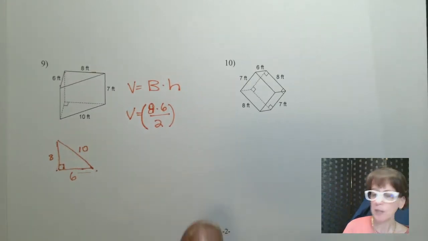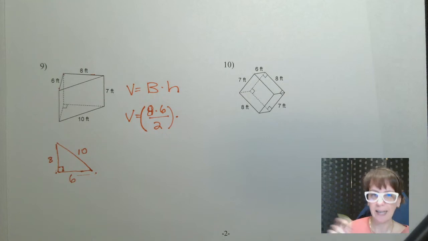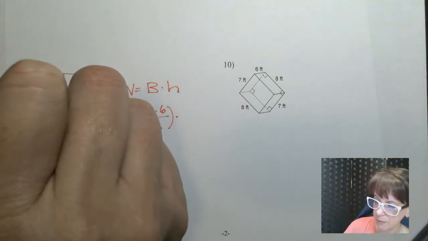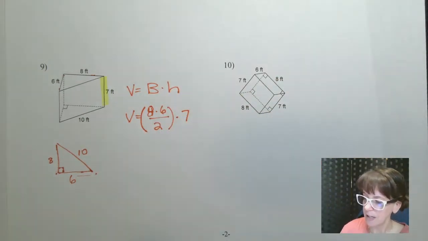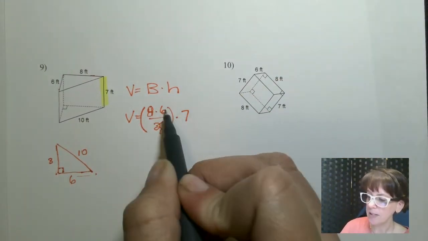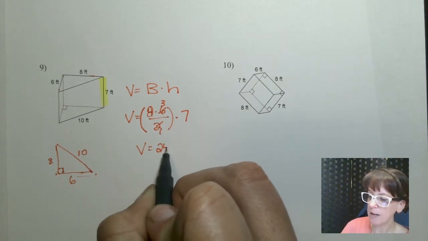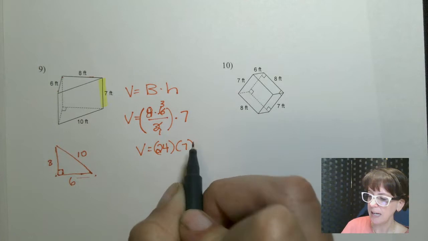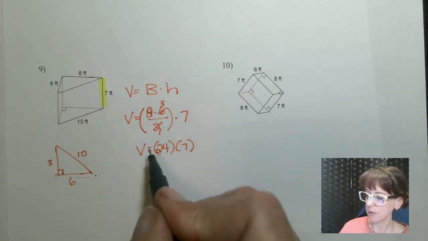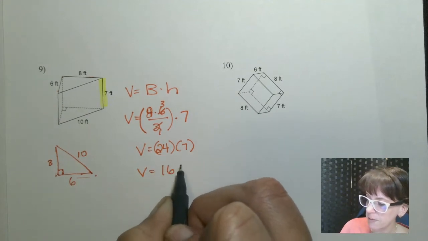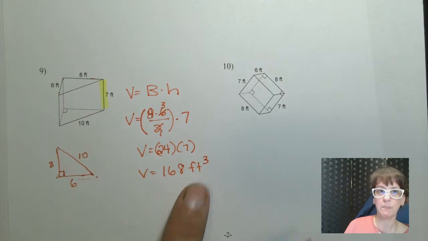Whatever that number is, we need to multiply it by the height of our 3D object, and our height connects our two bases. Can't say that enough. That is that 7 right there. So we're going to multiply that by 7. Dividing 6 by 2, we get 3. 8 times 3 is 24, so we have 24 times 7, and we're talking feet. 24 times 7 gives us 168. So our volume is 168 feet cubed because we're talking volume.